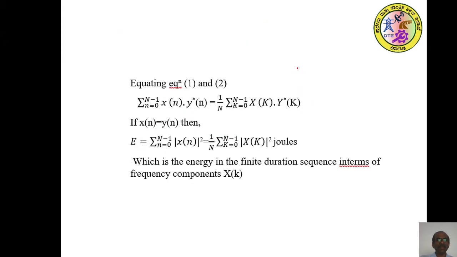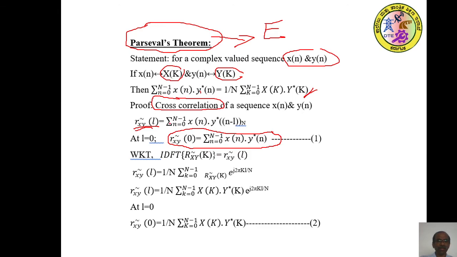Let us try the IDFT formula. We all know the IDFT formula: x of n is equal to 1 by N summation of X of k omega N power minus kn. If you are given X of k, but I would like to try IDFT for Rxy tilde of k, so I have replaced this as Rxy tilde of k, and I have replaced my x of n as Rxy tilde of L.